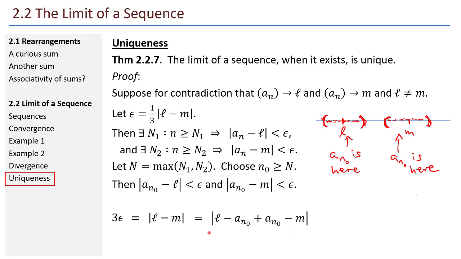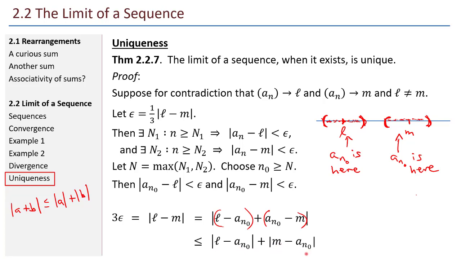But now I'm going to use the triangle inequality, because the absolute value of A plus B is less than or equal to the absolute value of A plus the absolute value of B, where L minus a sub n naught is my A and a sub n naught minus M is my B. And so this is less than or equal to the absolute value of L minus a sub n naught plus the absolute value of M minus a sub n naught. And since it's in absolute values, it's okay for me to switch the order of those two terms.